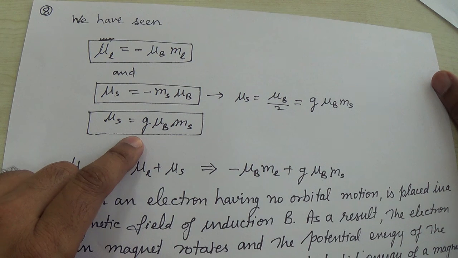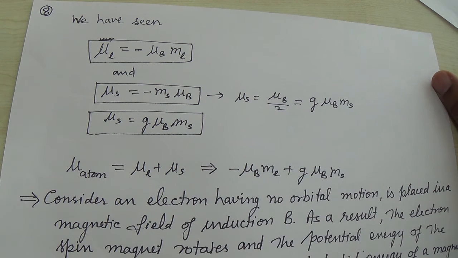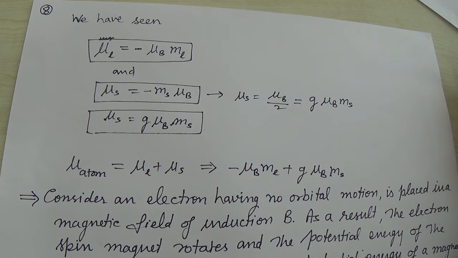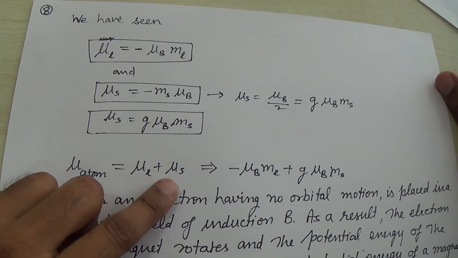G is the splitting factor, and sometimes it is called Lande g factor or spectroscopic splitting factor. So the total magnetic dipole moment of an atom is the contribution of the orbital motion and the spin of the electron on their axis. So mu of an atom is equal to the sum of these two, mu L and mu S.